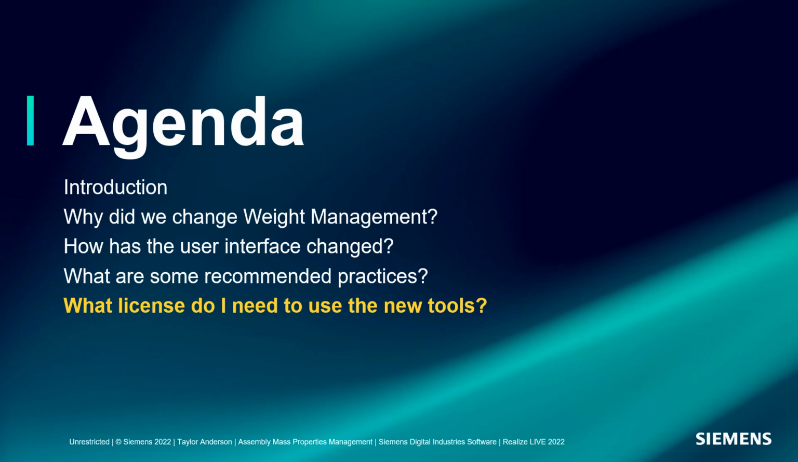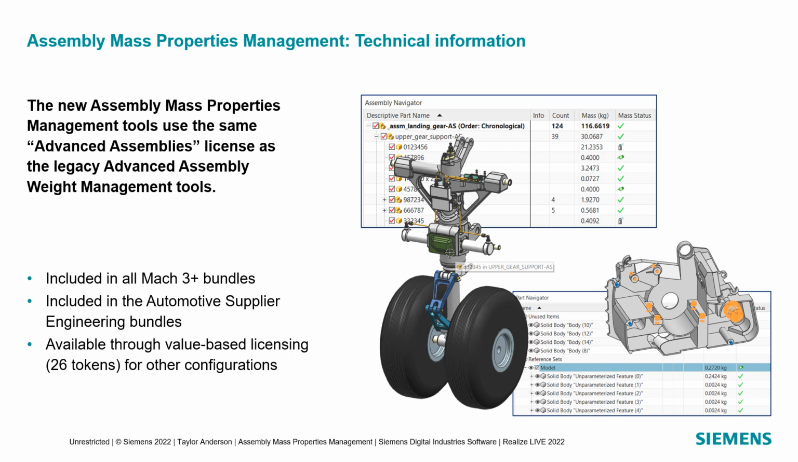Last topic here is a little bit about licensing. What license do we need to use these new tools? The Assemblies Mass Properties management tools are going to use the same Advanced Assemblies license as the legacy tools. They're both included in the Assembly Navigator tools, and the part level component mass property tools in the Part Navigator are also included in this same license. And just for the record, this is yet another example of significant new functionality delivered at no incremental cost as part of your ongoing investment in either software maintenance or subscription licensing.